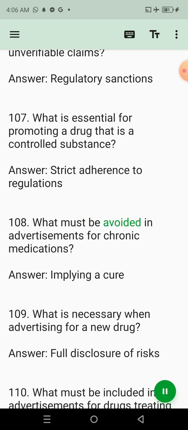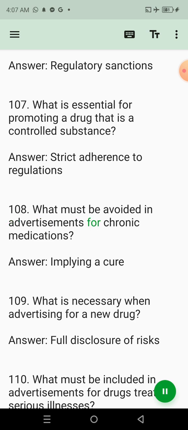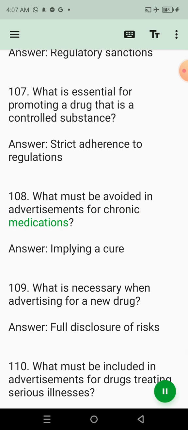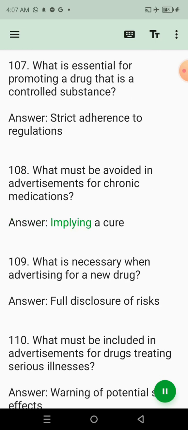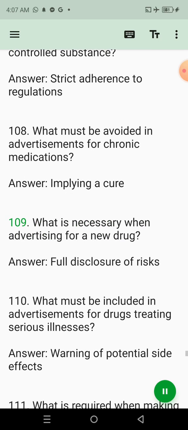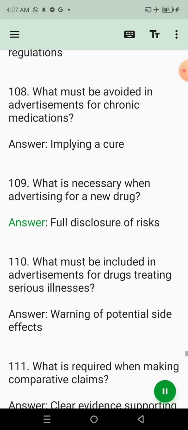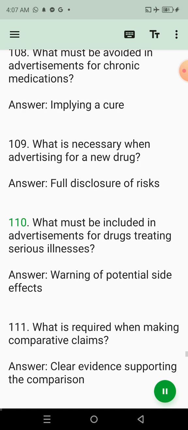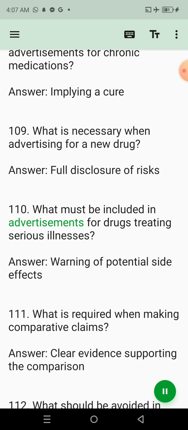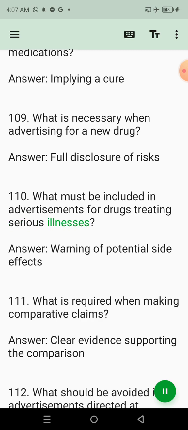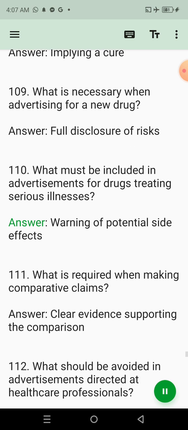108. What must be avoided in advertisements for chronic medications? Answer: implying a cure. 109. What is necessary when advertising for a new drug? Answer: full disclosure of risks. 110. What must be included in advertisements for drugs treating serious illnesses? Answer: warning of potential side effects.